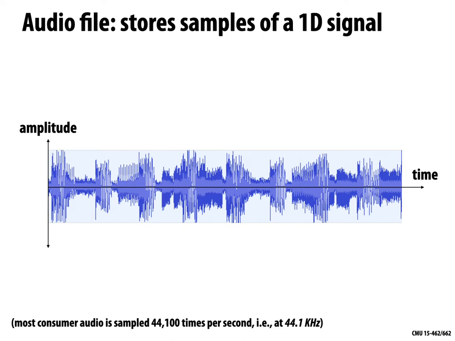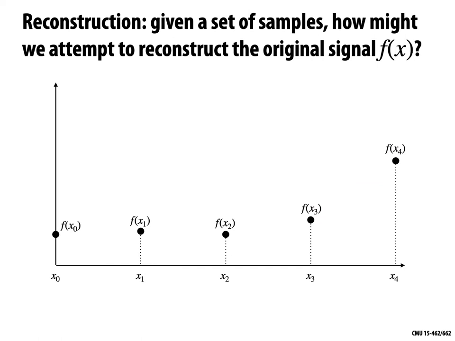So once you have that data, once you've brought that information into the computer and recorded it as a sequence of numbers, you have kind of the inverse problem. How do you turn those numbers back into a continuous signal that you can listen to? And that's the problem of reconstruction. Right? So given a set of samples, how can we cook up some continuous function, some function where we know the value at every point in time rather than just at the sample times?